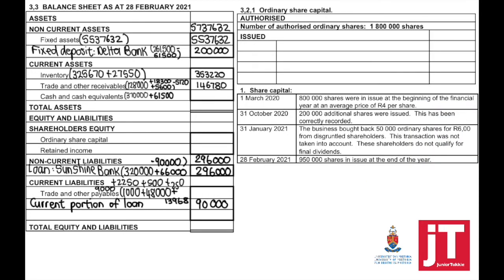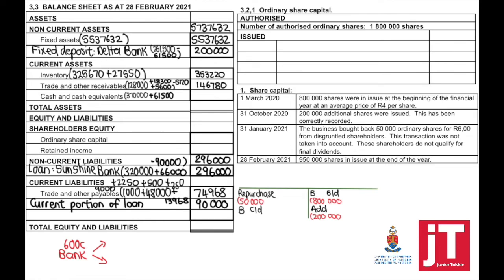If I look at share capital, on the 1st of March 2020, 800,000 shares were in issue at the beginning of the financial year at an average price of R4 per share. 31 October 2020, 200,000 additional shares were issued. This has been correctly recorded. 31 January 2021, the business bought back 50,000 ordinary shares for R6 from disgruntled shareholders. This transaction was not taken into account. These shareholders do not qualify for final dividends. 28 February 2021, 950,000 shares in issue at the end of the year.